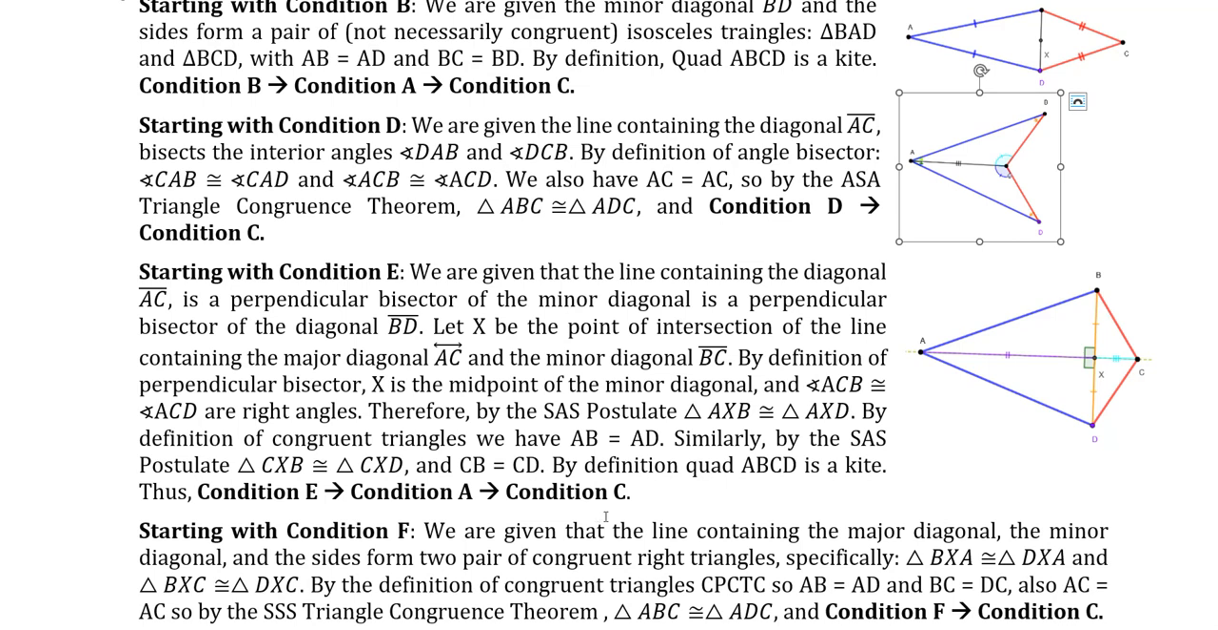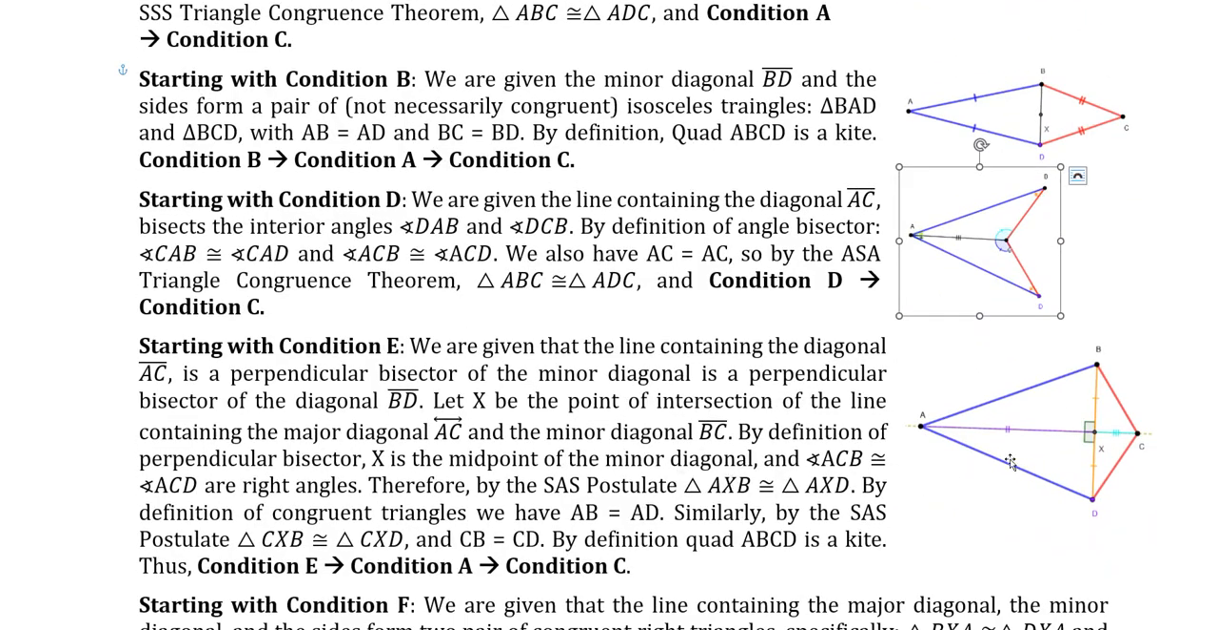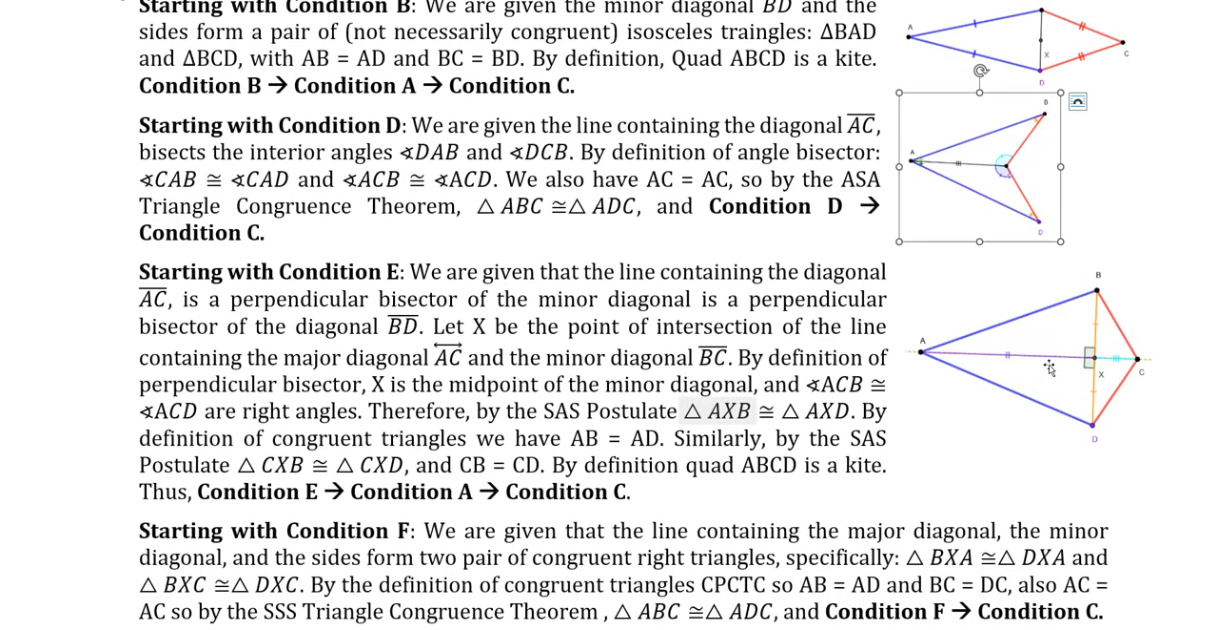Okay, so condition E implies condition A. So then from there, what do we know? These triangles are congruent. That makes the hypotenuse here and the hypotenuse here congruent. Two blue sides, AB is congruent to AD. Since these two triangles are congruent, BC is congruent to DC. And now we know it's a kite, and we already showed that was condition A, and condition A we already showed is enough to prove condition C. So condition E implies condition A, which implies condition C.